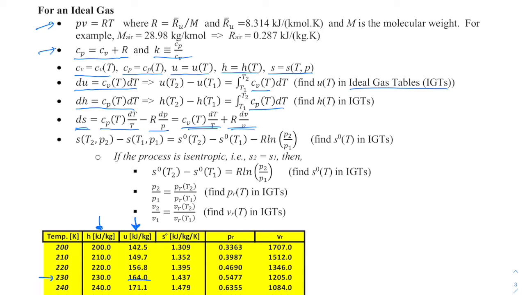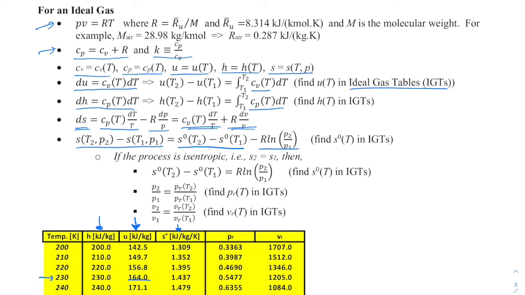If you integrate the one involving the pressure, then you end up with the next bullet point. So delta s is delta s naught minus R natural log P2 over P1. The s naught terms are functions just of temperature, and again, those are summarized in the ideal gas table. So that's the third column over, the s naught values.